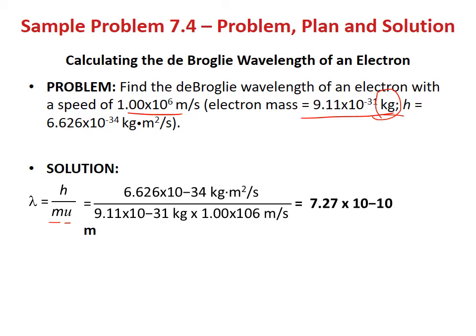The Planck constant is this number. The unit usually is joule second, which is also equivalent to kilogram meter squared per second. Okay, so divided by mass, divided by speed, and that gives you 7.27 × 10⁻¹⁰ meters.